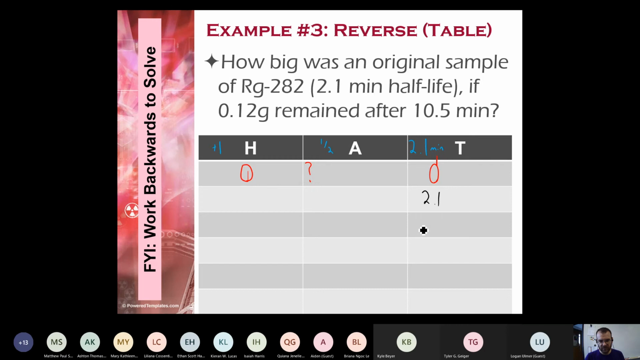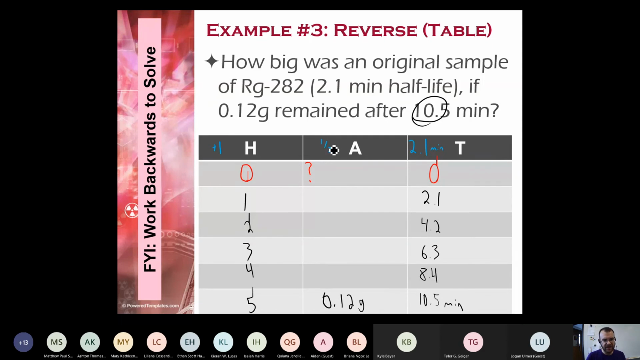So I do my 2.1, 4.2, 6.3, 8.4, and then 10.5 minutes. And that there is my stop. See, there it is. So that says here there was 0.12 grams. And our half-lives are 1, 2, 3, 4, and 5. Okay. So now what do we do?